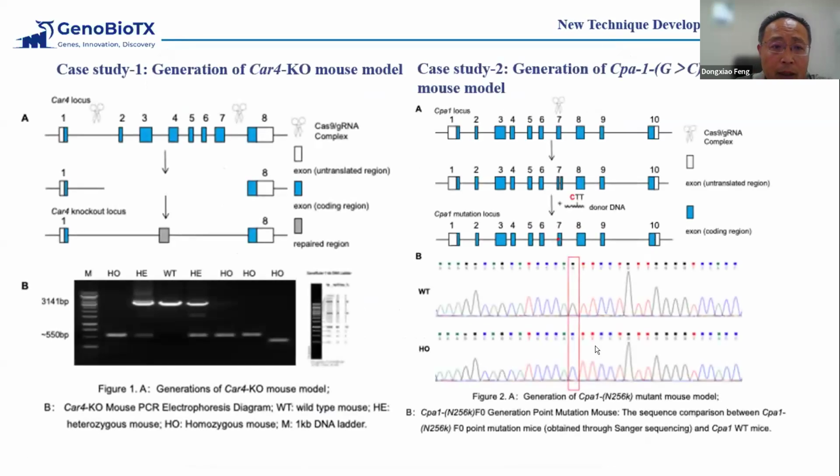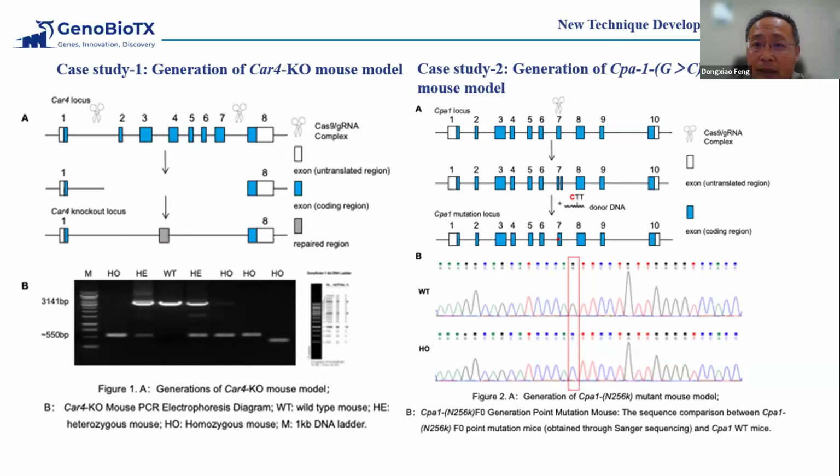And for this, we have 2 examples of how we generate the knockout mice. This is the generation of a CAR4 knockout mouse model in 3 months. And this is the strategy we use to knock out the CAR4 gene. From this result, you can see that from 7 new pups, we identified 4 homozygous knockout mice. And also 2 of them are heterozygous, 1 is still wild type.